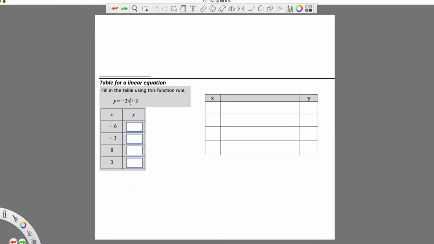We're going to do that operation. So remember, we're going to multiply or divide first, and then we're going to add or subtract. So we have to do those in order because of PEMDAS.